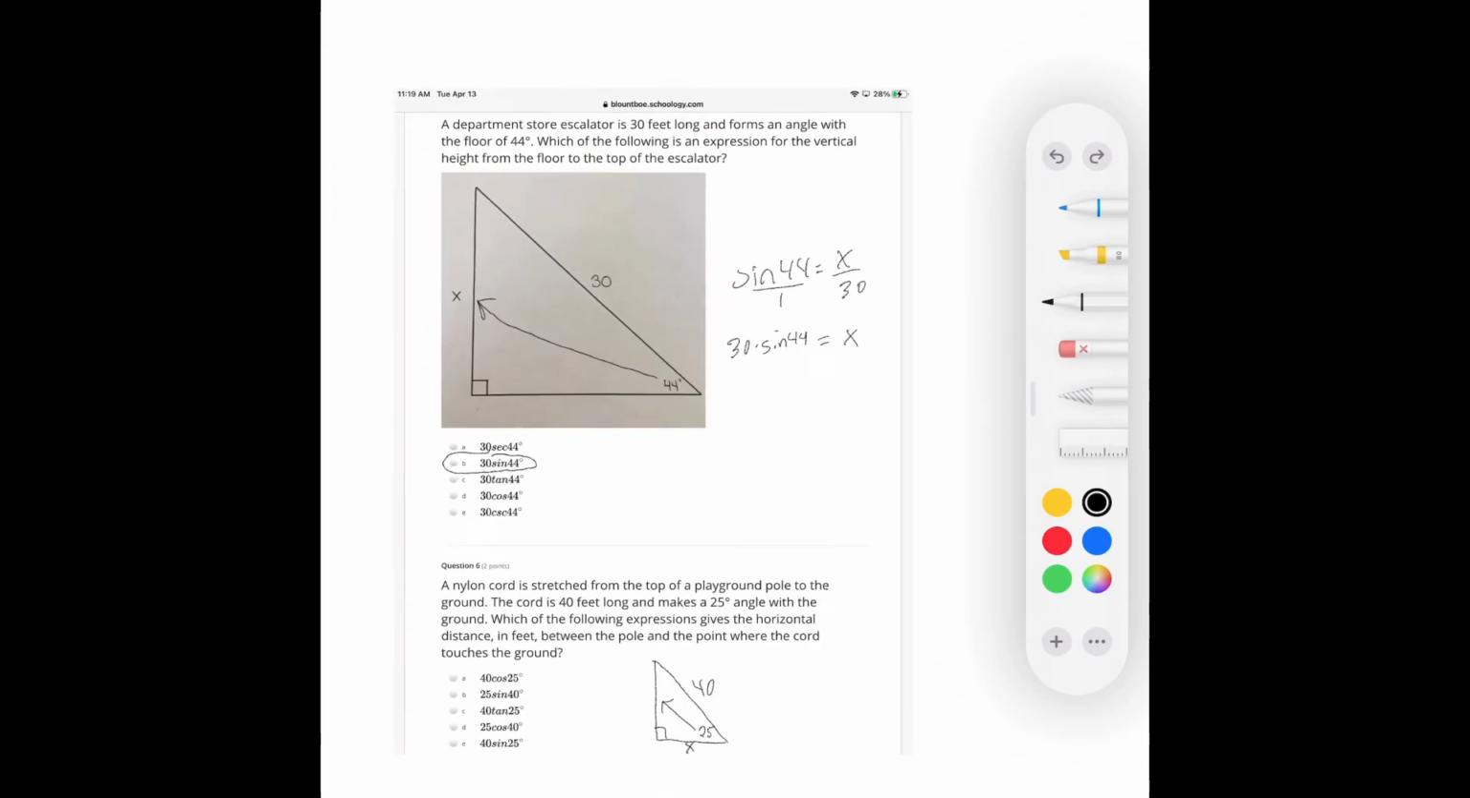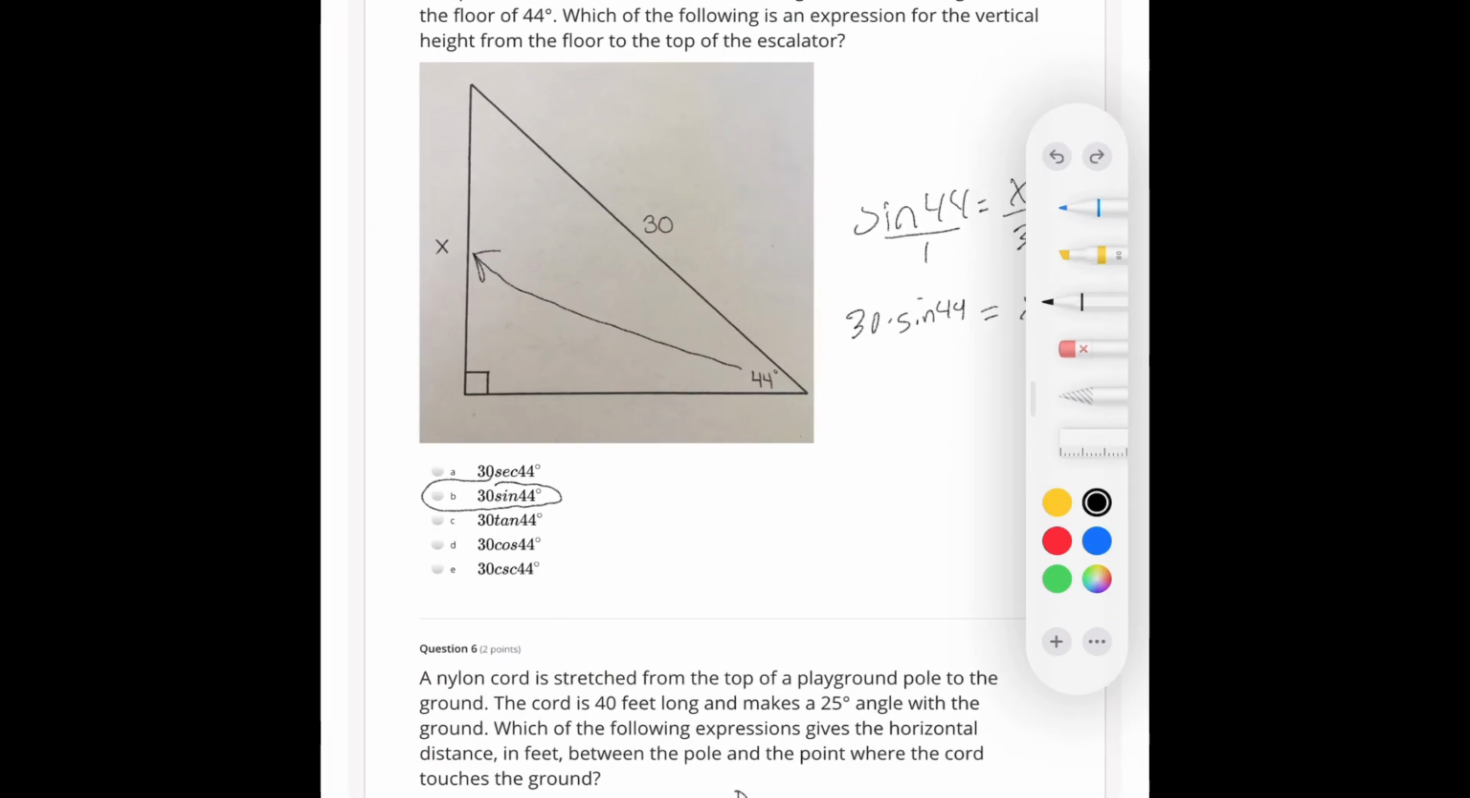Okay, so this one, we would use cosine. Cosine 25 equals adjacent over hypotenuse. Cross multiply, x equals 40 times cosine 25. And that's the answer choice.